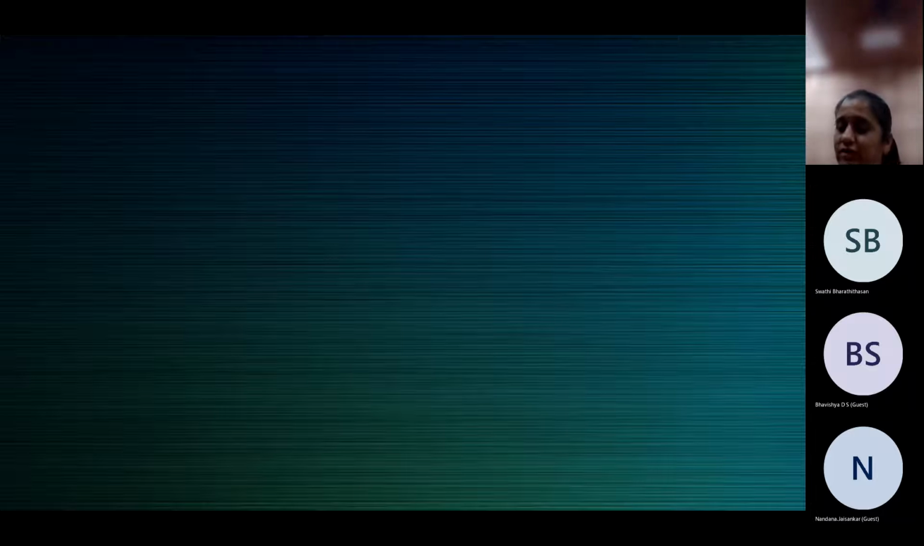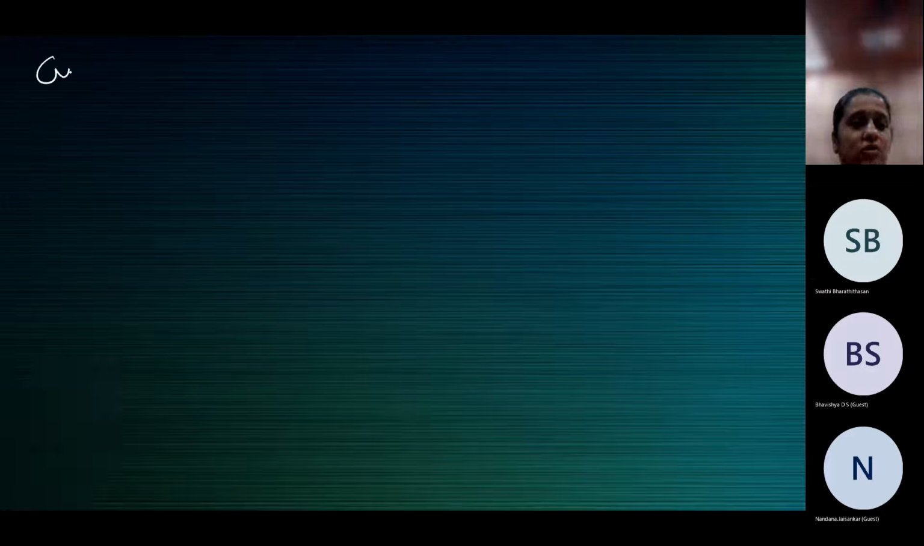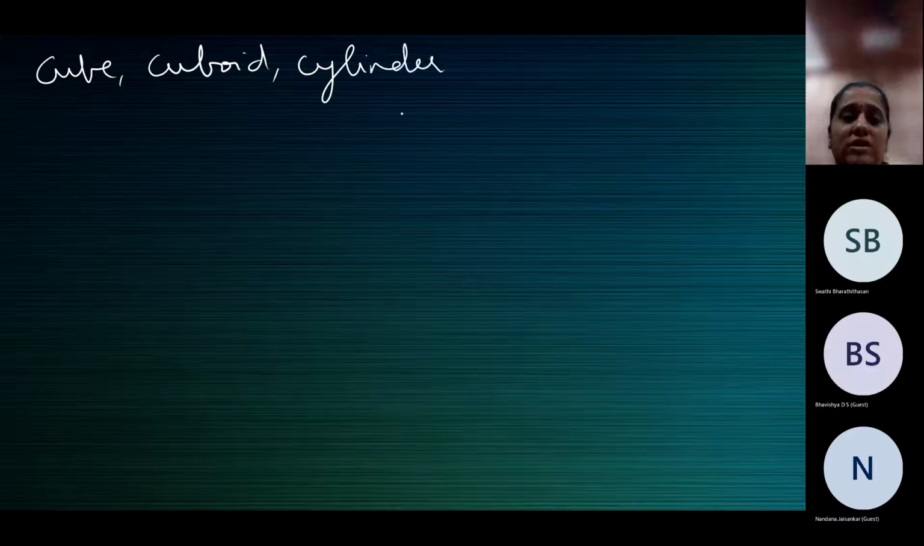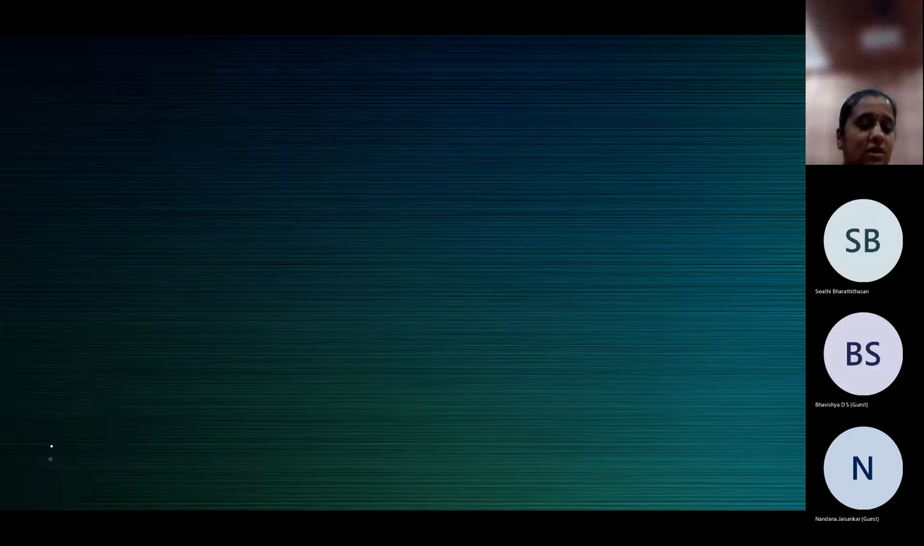All right. So today we are going to see what a hollow cylinder is. So far we have come across some solids, namely cube, cuboid, and cylinder. So these are the solids we have seen so far in this chapter, mensuration. Now we're going to learn about a hollow cylinder. Let's first see how a hollow cylinder looks like.